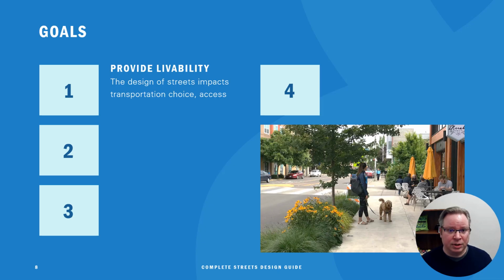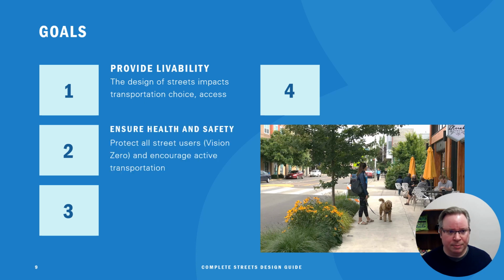There are 4 goals for designing complete streets. The first goal is to provide livability so that people can access their destinations using whichever travel mode they prefer. The second is ensuring health and safety in the design and to encourage active transportation trips.